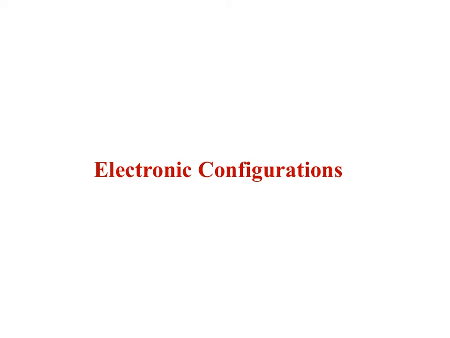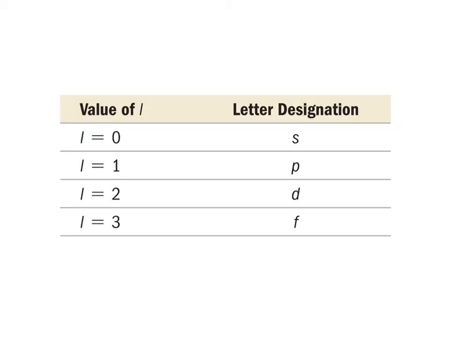Okay, so now this is preview time, right? So we're going to start talking about electron configurations on Thursday, and so I want you to just get a flavor for how we're going to do this. So again, L values of 0, 1, 2, 3, well, that designation is S, P, D, and F.